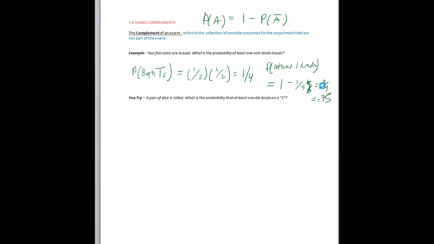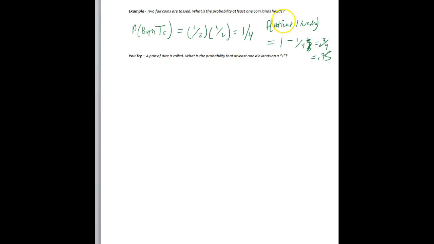Simple enough, right? We're subtracting off the complement. We decided that the opposite of at least one of them landing on heads is that they both land on tails. So we calculate the probability that they both land on tails, which we said is 1/4, and we subtract that from the total probability. So 1 minus 1/4 is equal to 3/4, or 0.75. That's the probability that at least one of them lands on heads. So we're going to go ahead and do a U-try. Go ahead, pause the video, and try it out on your own.